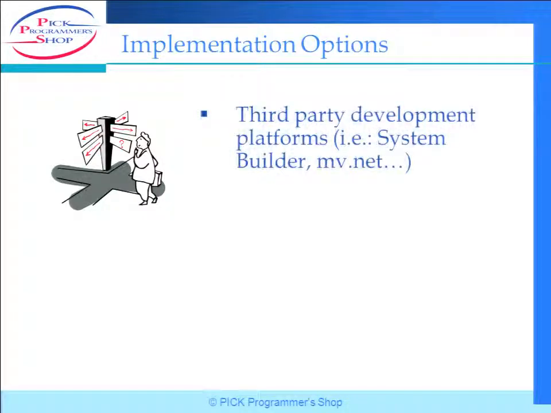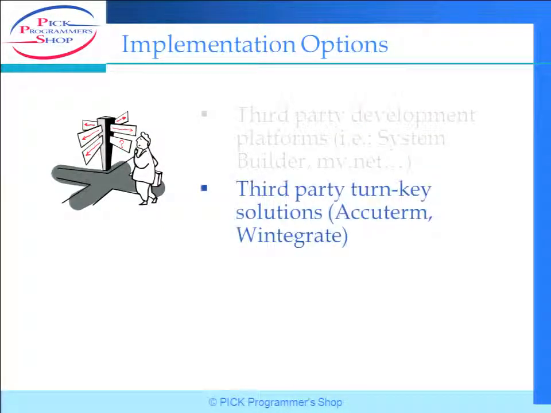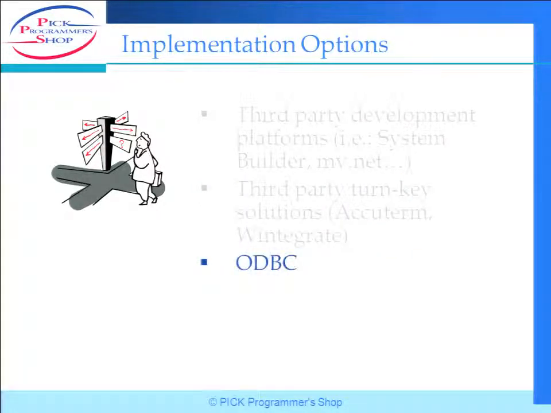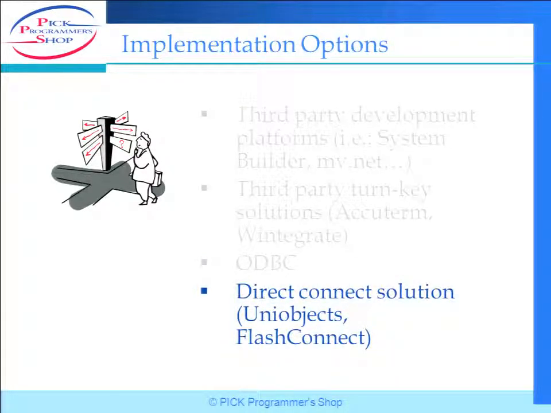So, implementation options. Some of these names you'll probably have heard. Third-party development platforms: you can use System Builder, MV.NET, Bluefinity, there's a bunch of these around today. You can have third-party turnkey solutions. You could use AccuTerm or Wintegrate, transfer utilities, all this stuff that we've all done lots of times. You could use ODBC, which, give me an hour and I'll start talking about ODBC in this classroom. Or you could use direct connect solutions with UniObjects and FlashConnect.